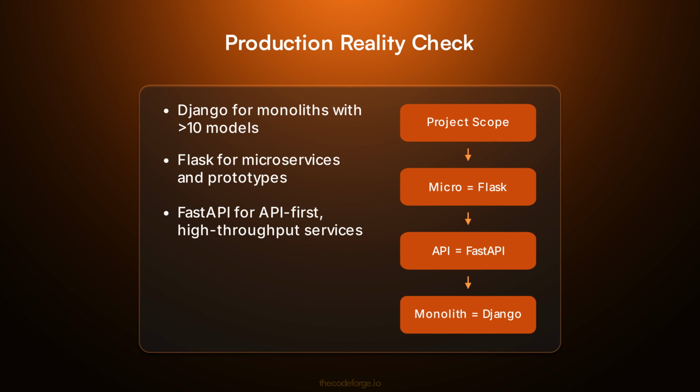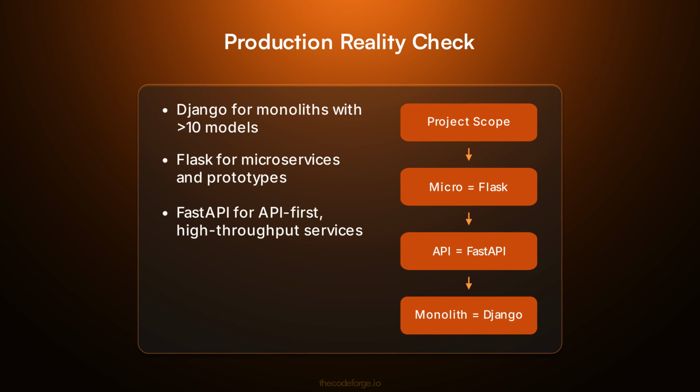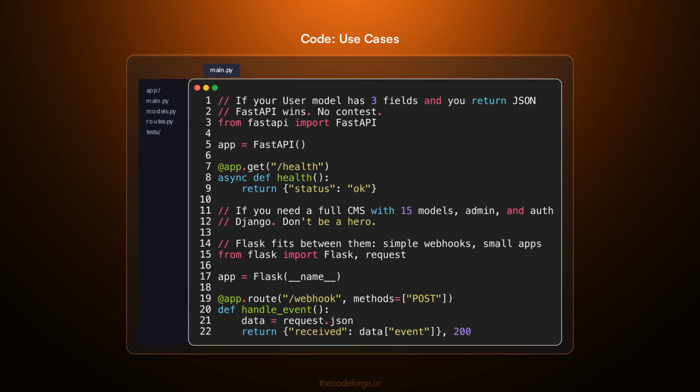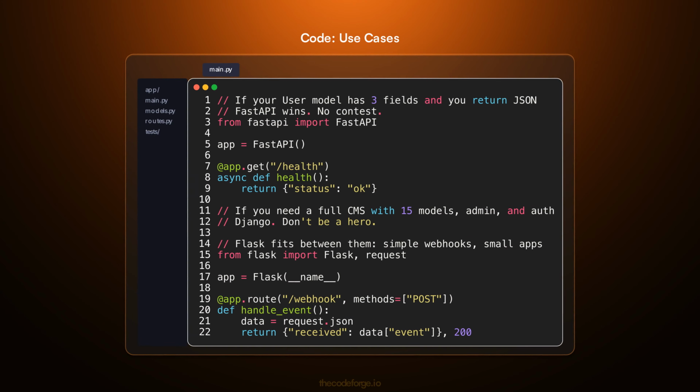Django owns the monolith, auth, admin, ORM. Flask is your Swiss Army knife for small services. FastAPI is for the API-first world where latency matters. Match framework scope to project scope. Here's a quick rule of thumb. For a simple health endpoint, FastAPI is clean. For a full CMS, reach for Django. For webhooks and small apps, Flask fits perfectly.